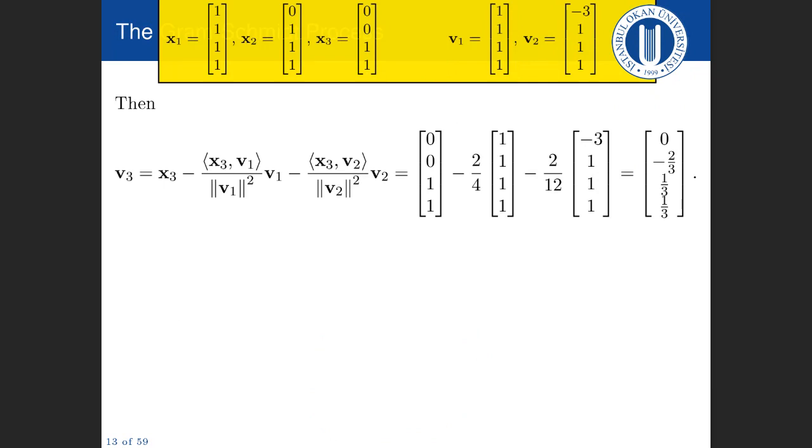Then we can move on to step 3 and calculate V3. Here's the formula. You need to memorize this formula for the final exam. V3 is equal to x3 minus the inner product of x3 and V1 divided by the norm of V1 squared, times V1, minus the inner product of x3 and V2 divided by the norm of V2 squared, times V2. Put the vectors in, calculate the dot products, calculate the norms. I'll leave it for you to check later that the answer is 0, minus 2 thirds, 1 third, 1 third.